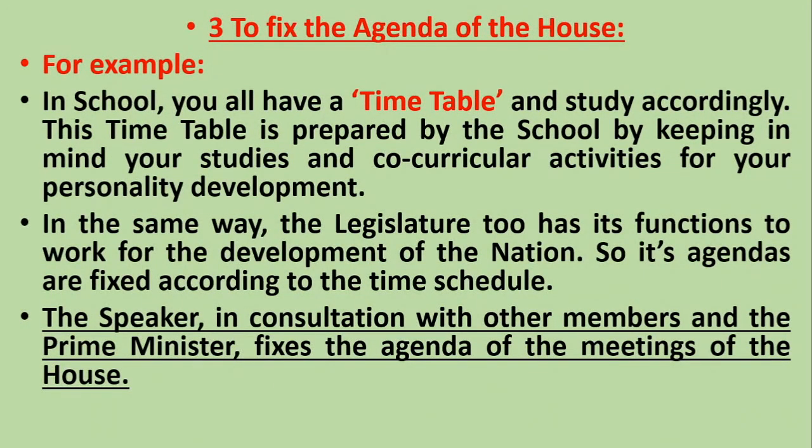Next is to fix the agenda of the House. Now again I will take you to the school activities. In school, you all have a timetable and study accordingly. This timetable is prepared by the school by keeping in mind your studies and co-curricular activities for your personality development. In the same way, the legislature too has its functions to work for the development of the nation. So its agendas are fixed according to the time schedule. The Speaker, in consultation with other members and the Prime Minister, fixes the agenda of the meetings of the House.